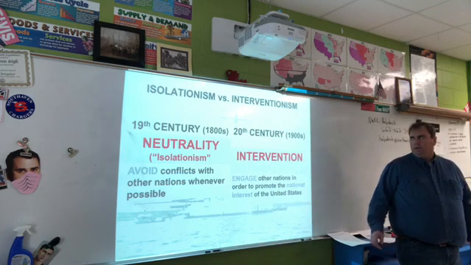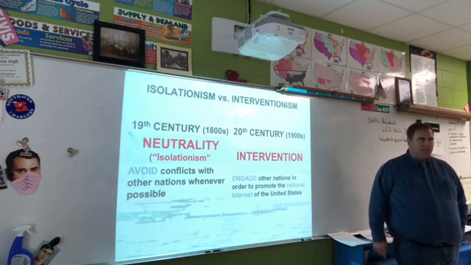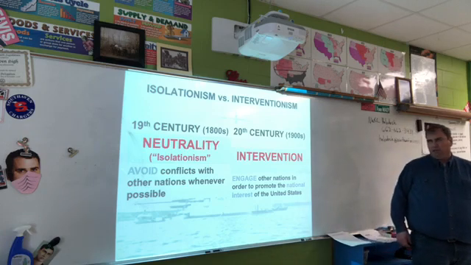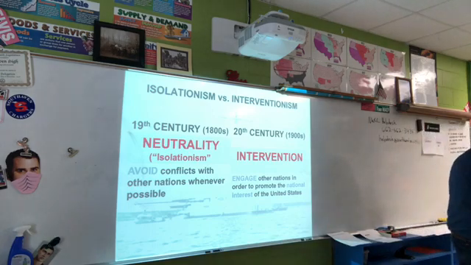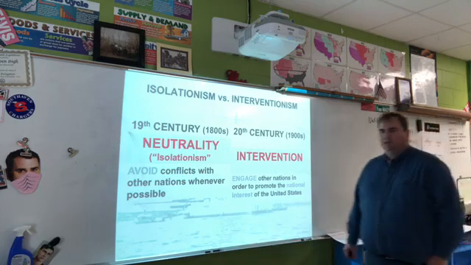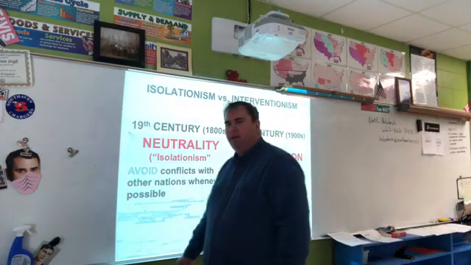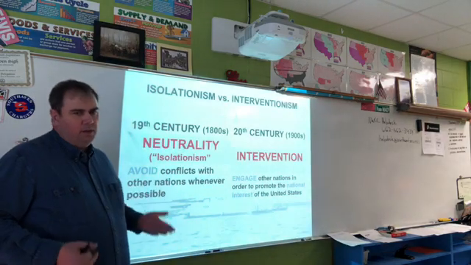Okay, during the 20th century, we adopt an intervention policy where we do engage other nations, and we're trying to promote the national interests of the United States. So we engage with nations to try and gain territory, to gain resources. Sometimes it's to gain allies. There's various reasons why we might do that. Okay. But there's two different ways we did this.